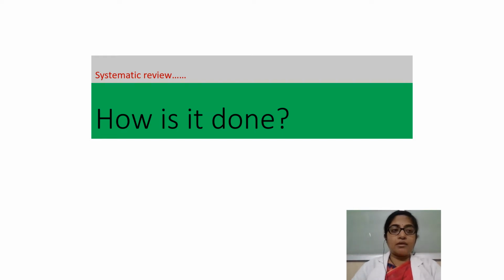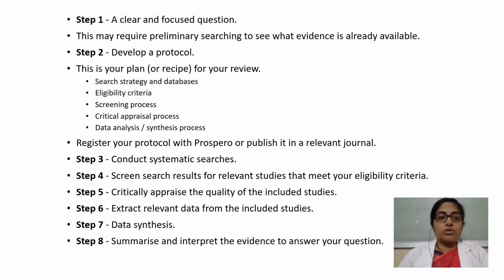So the second aspect is, right now we've seen what is systematic review and its importance, and comparison between different types of reviews. Now let us see how it is done. Stepwise, I will try and explain it to you. So this is step one.